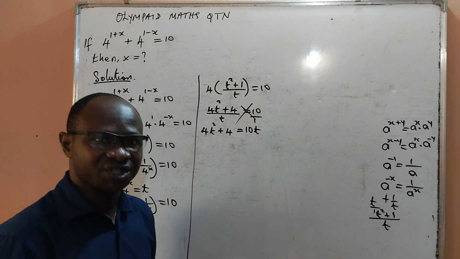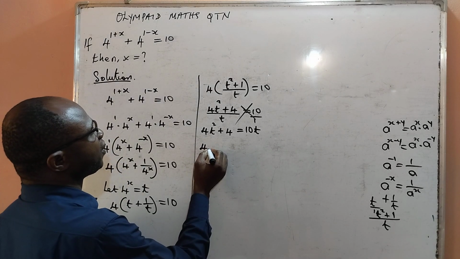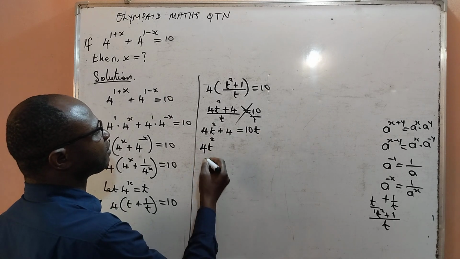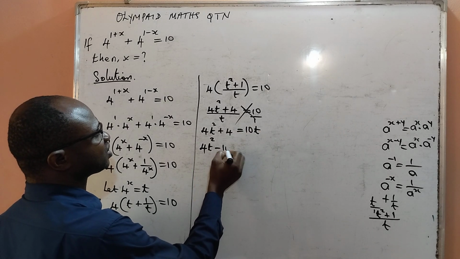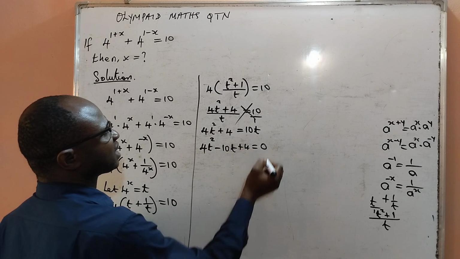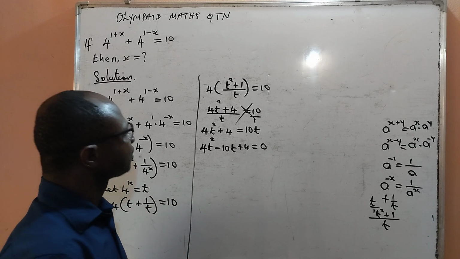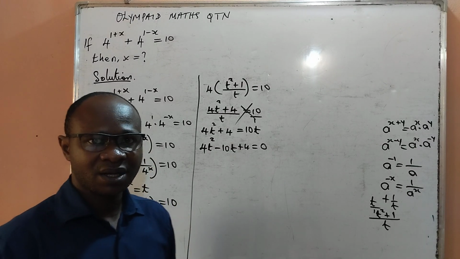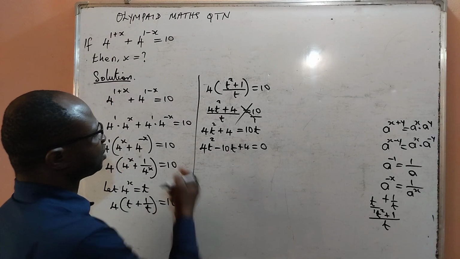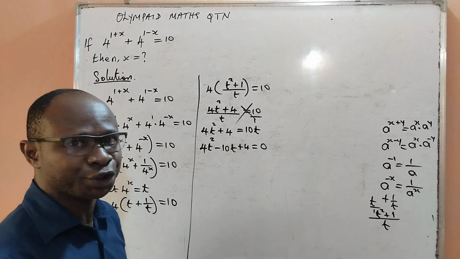I can now move 10t from the right hand side to the left hand side to have it written as 4t to the power of 2, then moving 10t from right to the left will give me minus 10t, then plus 4. And on the right hand side, what I have left is 0. Looking at it now, this is exactly a quadratic equation, but I can reduce it because 2 is a factor. Therefore, I can divide all through by 2.